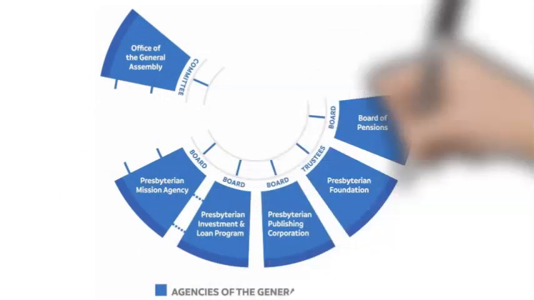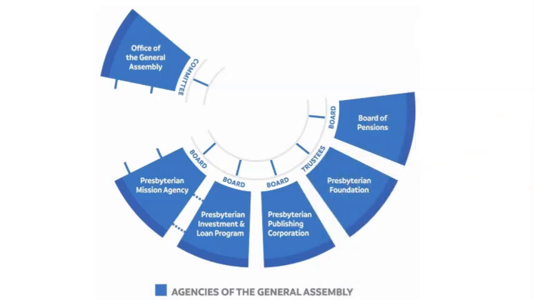There are 6 agencies of the PC U.S.A: the Office of General Assembly, or OGA, Presbyterian Mission Agency, PMA, Presbyterian Investment and Loan Program, or PILP, Presbyterian Publishing Corporation, PPC, the Presbyterian Foundation, and the Board of Pensions, or BOP. Let's take a look at each.